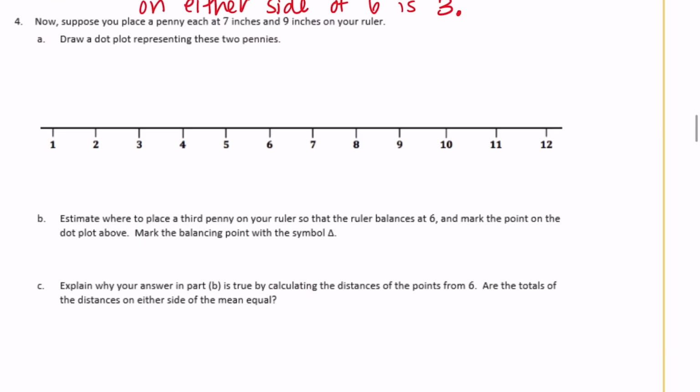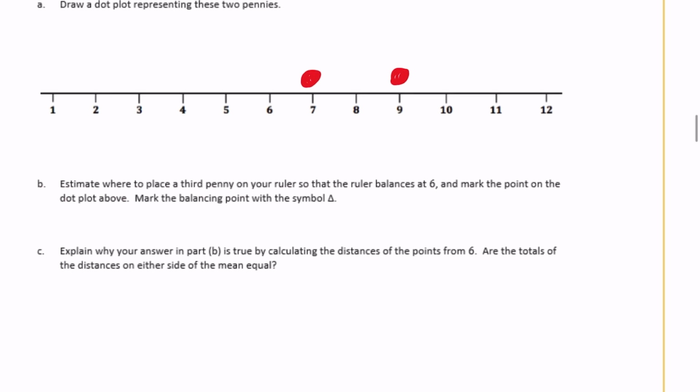Number 4. Now suppose you place a penny each at 7 and 9 inches on your ruler. So we put a penny at 7 and 9. Draw a plot of those 2 pennies. B, estimate where to place a third penny on your ruler so that the balance is at 6. So we want the balance to be right there.